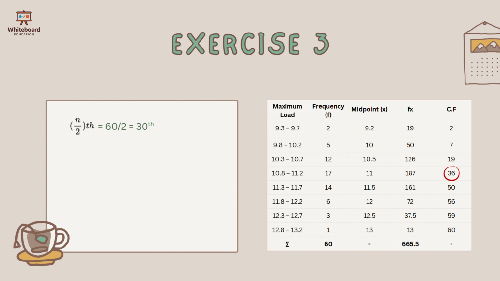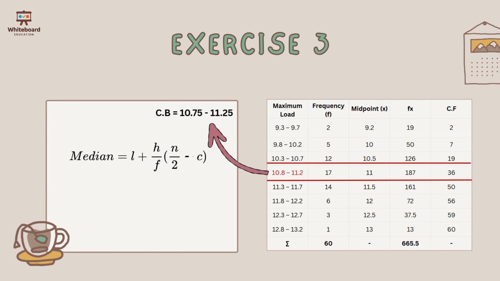It is the n over 2th value, which is equal to 60 over 2, that is the 30th observation. And according to the cumulative frequency it lies here. Now we take the class boundary of that particular class by subtracting 0.5 from the lower class and adding 0.5 in the upper class. So the class boundary is 10.75 to 11.25. From here we take the 10.75 as lower limit in the median.